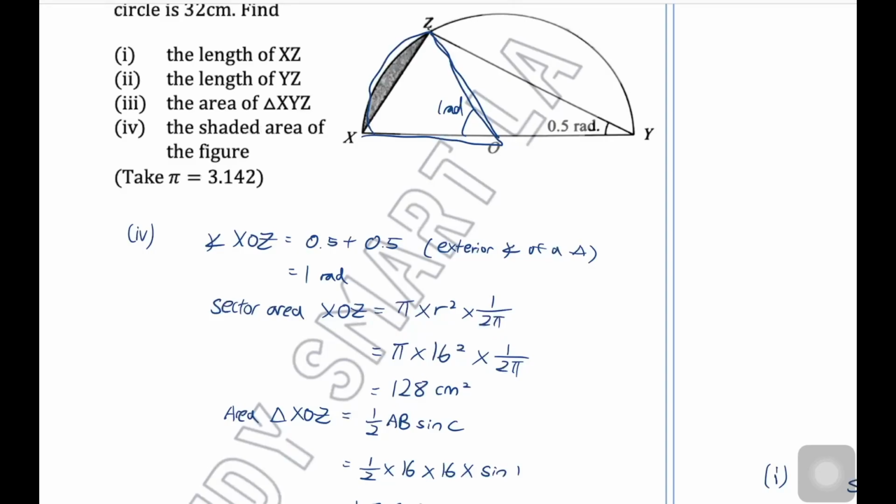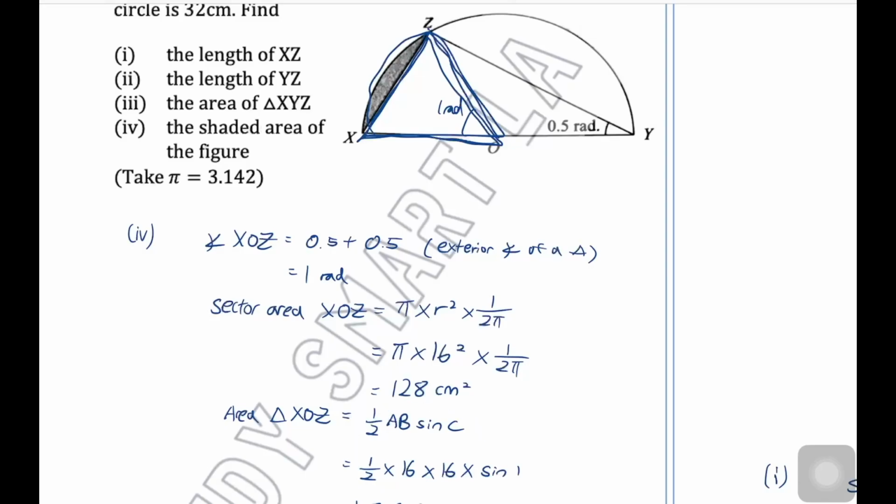to finish up, I want to get this shaded area, so I need to subtract away this triangle XOZ. To get the area of this triangle XOZ, I will take the half AB sine C method that I mentioned, that is your second way of finding area of triangle. And I'll show you over here how to do it.